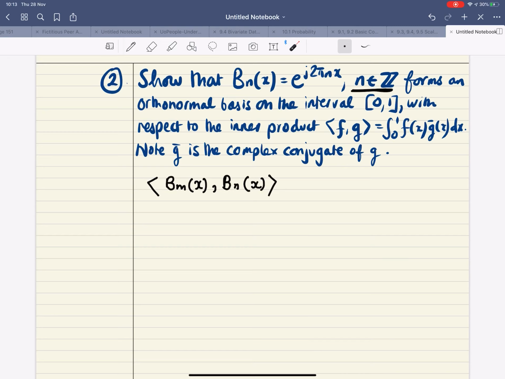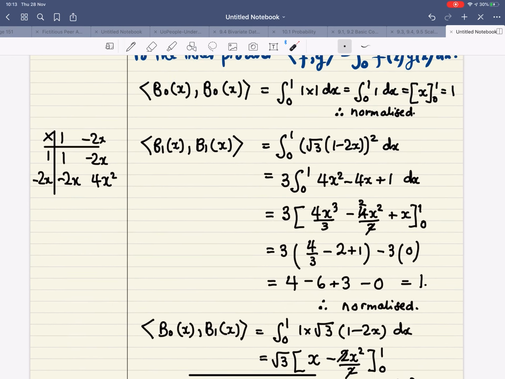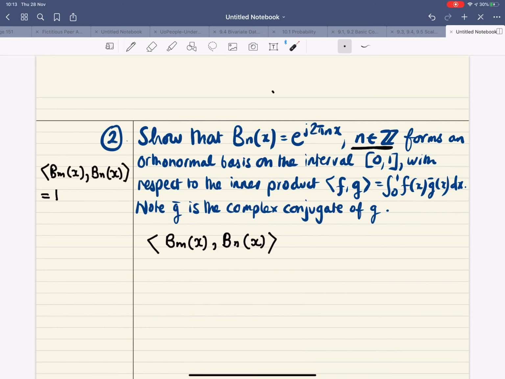Okay, so what we're actually hoping for, the way that we're doing this in one step here: b_m(x), b_n(x) has got to be equal to 1 when they're the same. It's like what we did in the previous one. When they're the same, here and here, they've got to be equal to 1. And when it's different, it's got to be equal to 0. So 1 when m is equal to n, and we need it to be equal to 0 when m is not equal to n. That's our aim that we need to show.